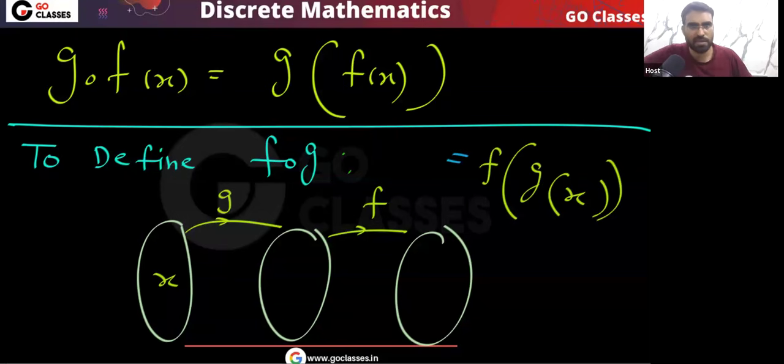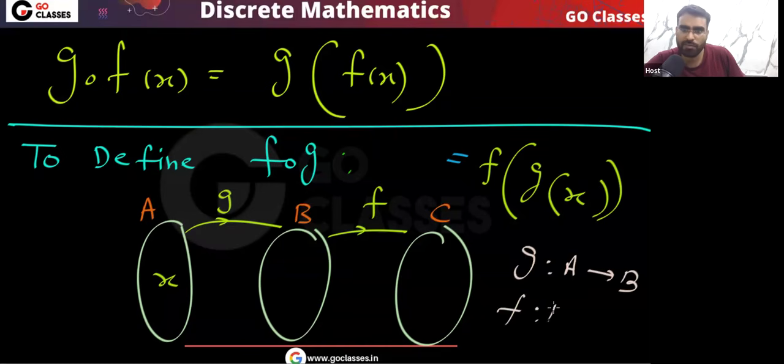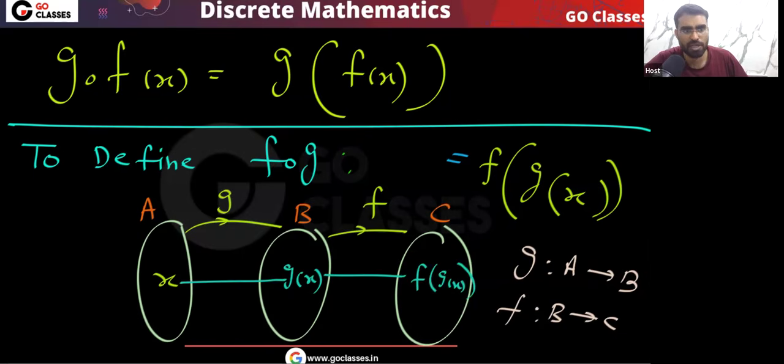First I will apply g, then I will apply f. So in this situation, I say that g must be from A to B and f must be from B to C. So to define fog, g must be from A to B and f must be from B to C. In this situation, you can define fog, right? Agree or not? So understood? This is your fog and gof. I hope you got this idea.